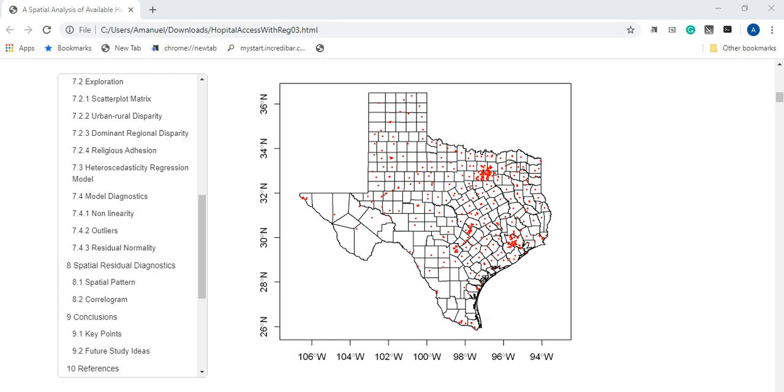This is the map of hospital distributions in Texas. As we can see from the map, it's highly clustered around highly populated metropolitan areas, and it follows the population trend. There are some counties which do not have a hospital.